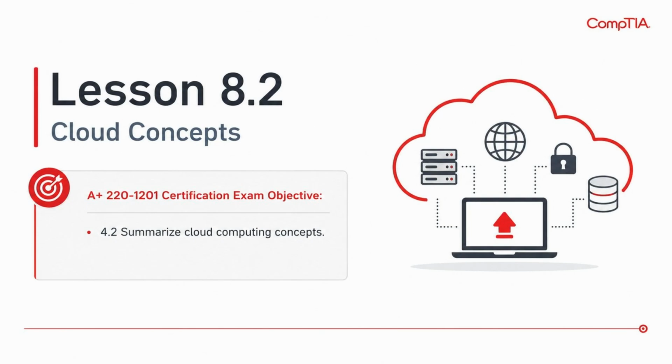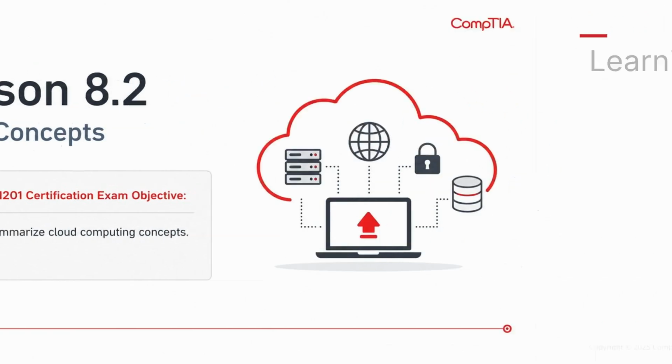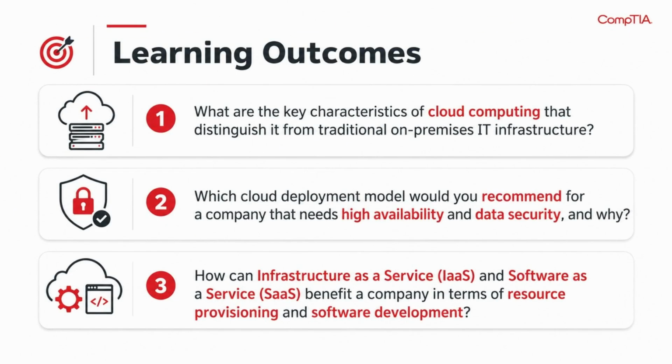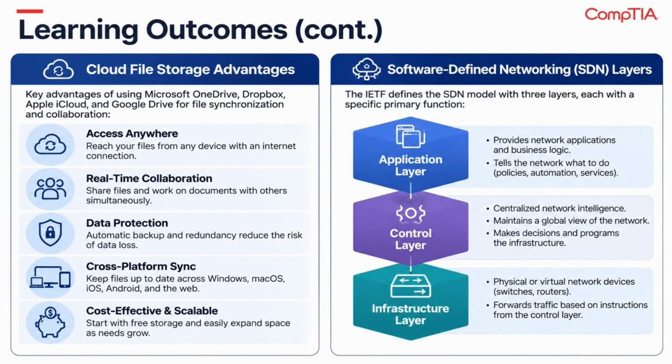This lesson maps to A+ 220-1102 Objective 4.2, Summarizing Cloud Computing Concepts. By the end of this lesson, you should be able to answer: what key characteristics distinguish cloud computing from traditional on-premises IT infrastructure? Which cloud deployment model would you recommend for a company needing high availability and data security, and why? And how can infrastructure as a service and software as a service benefit a company in terms of resource provisioning and software development? Two related topics here.